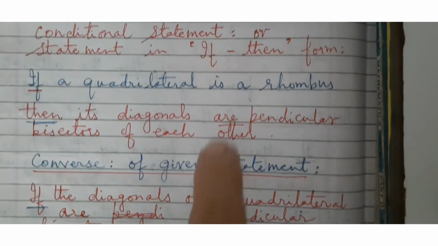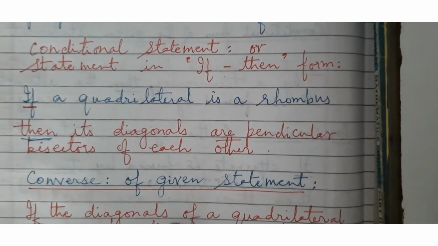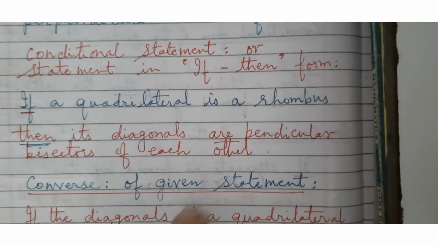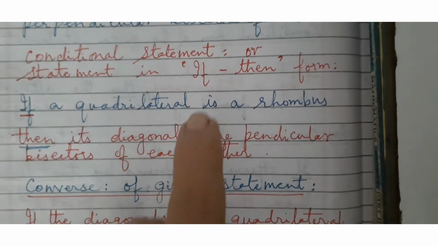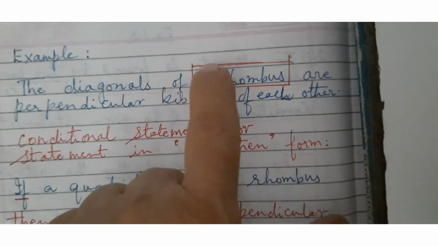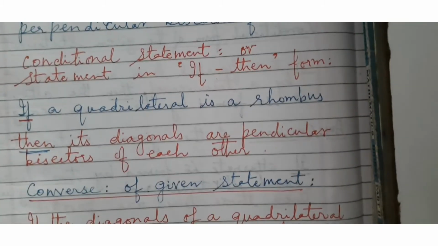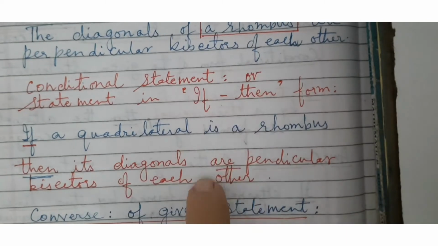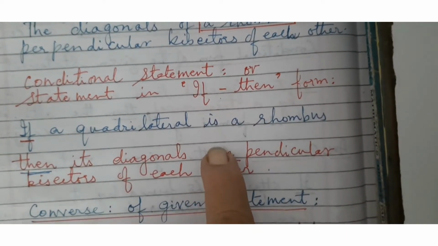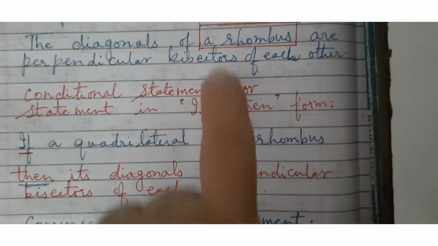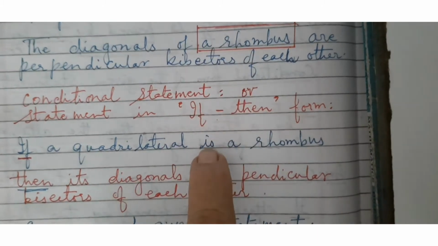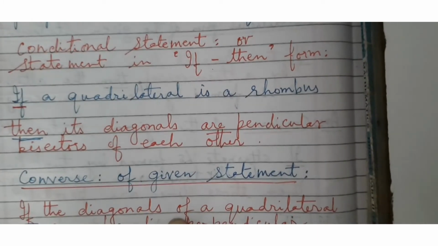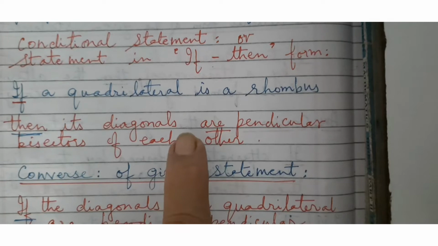Now the conditional if-then form and the converse have two different meanings. When the teacher wants the answer in if-then form of this given statement, you cannot give the converse as the answer. You have to give this answer only, which is a conditional statement having the same meaning as the original given statement. And the converse has the opposite meaning of the if-then form.